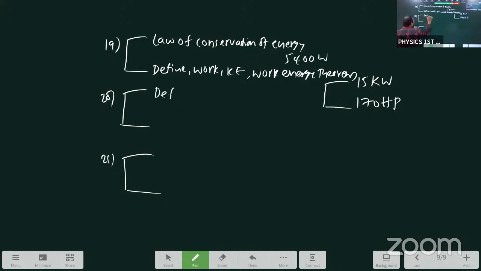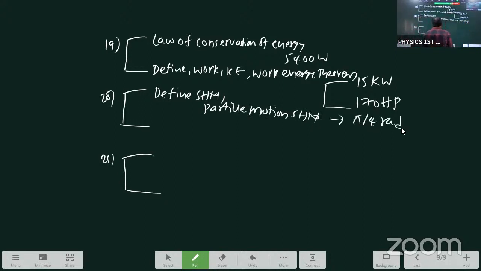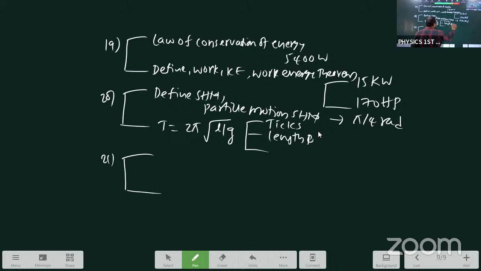Next, define SHM. Particle motion in SHM with respect to diameter. Fixed problem, phase angle 5/4 radians. Next, time period of simple pendulum, 2 pi under root of L by g. For this one, 3 special cases, students. One is ticks. Next one, length of pendulum. Length of pendulum, 1 meter. Next, 7/16 meter decreased. That is the problem. From this, 1.